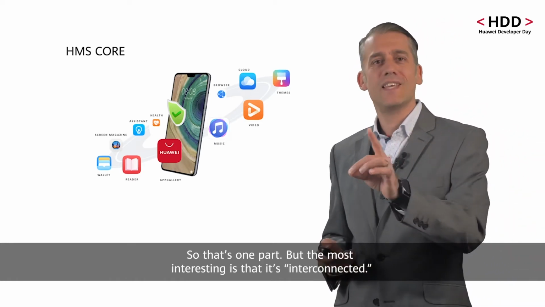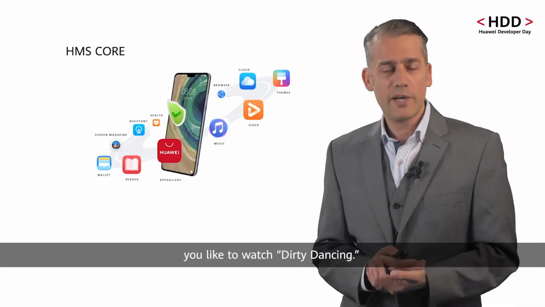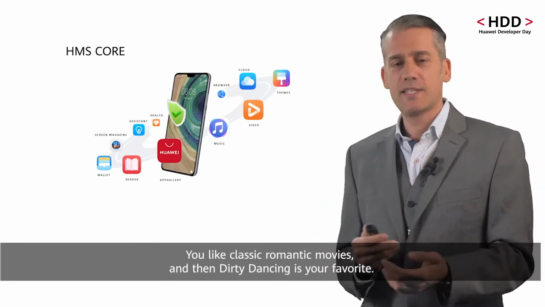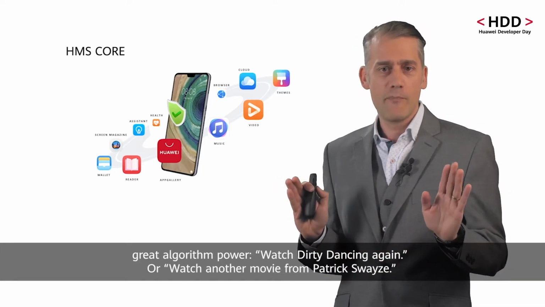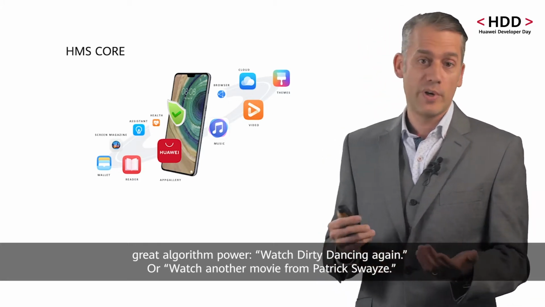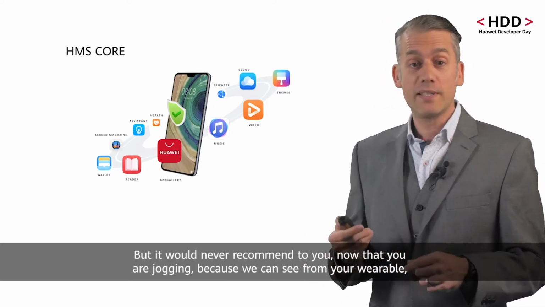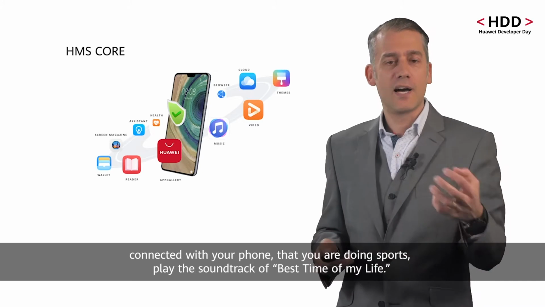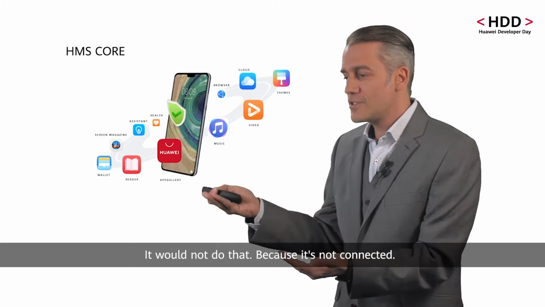So that's one part. But the most interesting is that it's interconnected. What does it mean? It means that, let's say, in your video service that you use, you like to watch Dirty Dancing. You like classic romantic movies, and then Dirty Dancing is your favorite. And that's why your video service will recommend to you, great algorithm power, watch Dirty Dancing again. Or watch another movie from Patrick Swayze. Good. But it would never recommend to you, now that you are jogging, because we can see from your wearable connected with your phone that you're doing sports, play the soundtrack of Best Time of My Life. It will not do that because it's not connected.